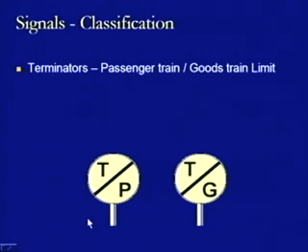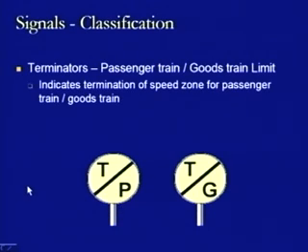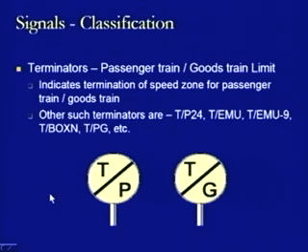Then similarly, we have the terminators for say the passenger trains, for the goods trains limits. They indicate the termination of the speed zone for passenger train or for the goods train. Other such terminators are also available like T/P24, T/EMU, that is EMU is generally used in the suburban or the urban areas for like metros, etc. T/box N, this is box N for goods type of traffic, T/PG means passenger and goods, and so on.